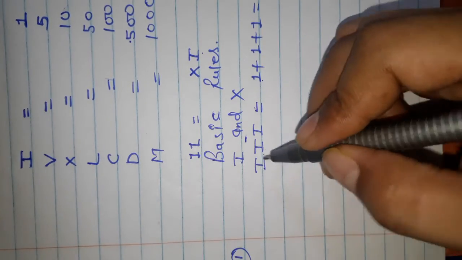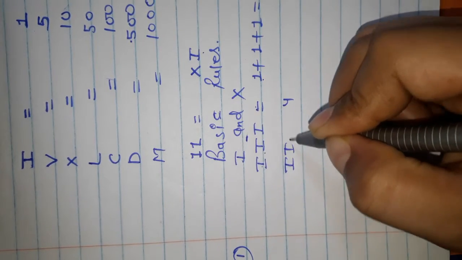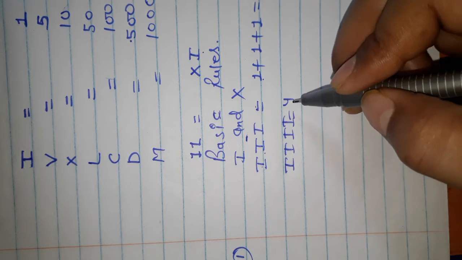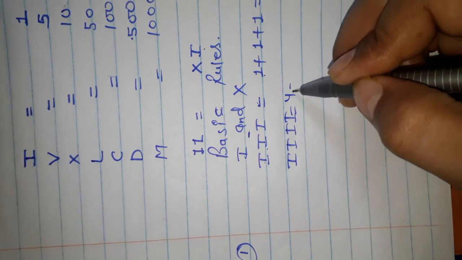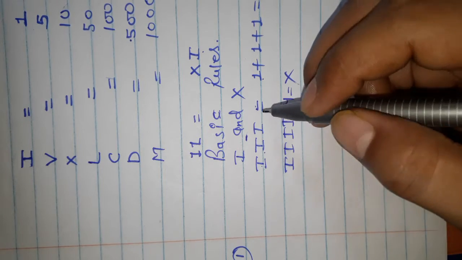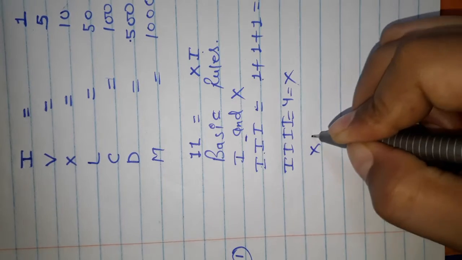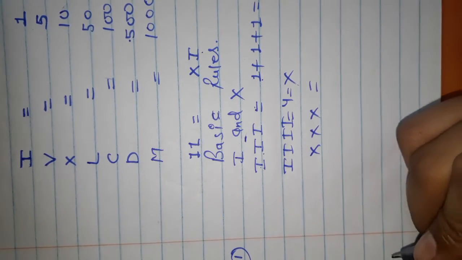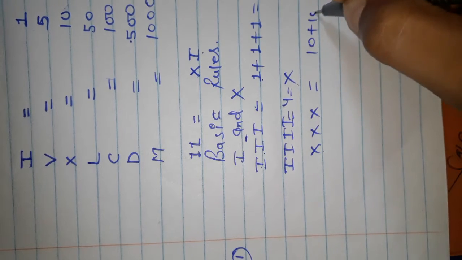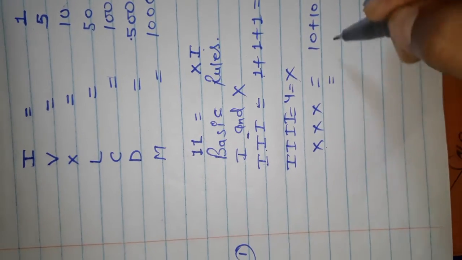Suppose we have to make 4. We don't write I 4 times, we only write I 3 times. This is wrong. We only repeat I 3 times, not more than 3 times. Same as X, we just repeat X 3 times, not more than that. So X plus X plus X means 10 plus 10 plus 10. These 3 X's together make 30.